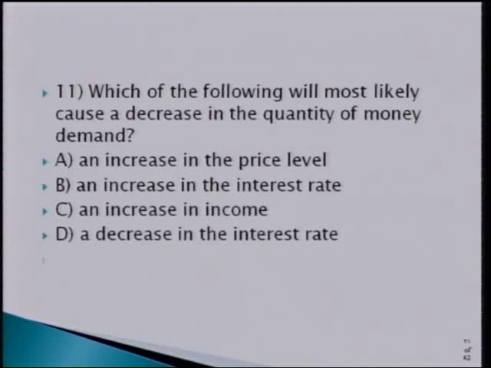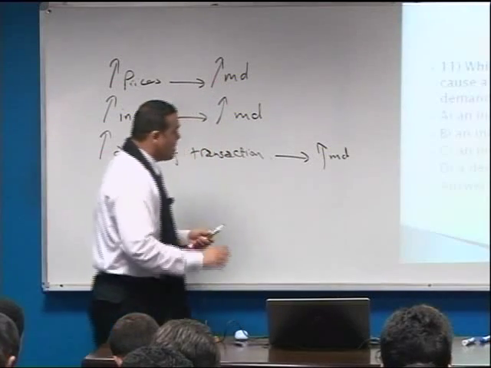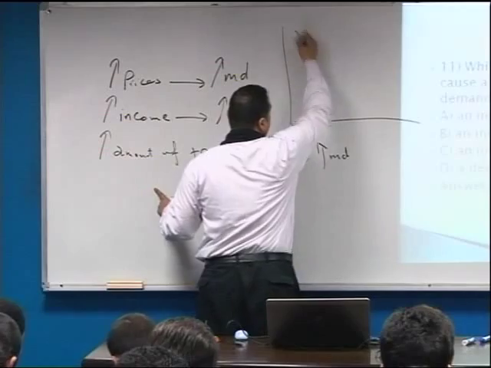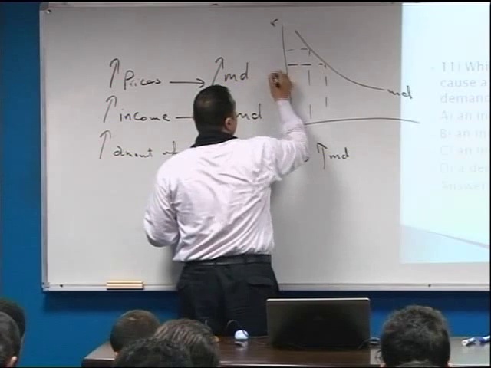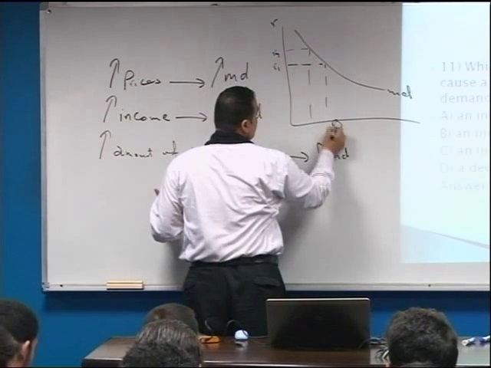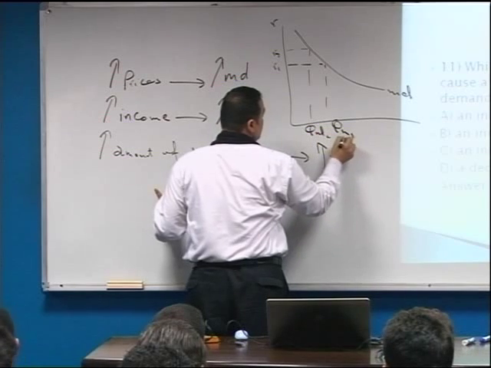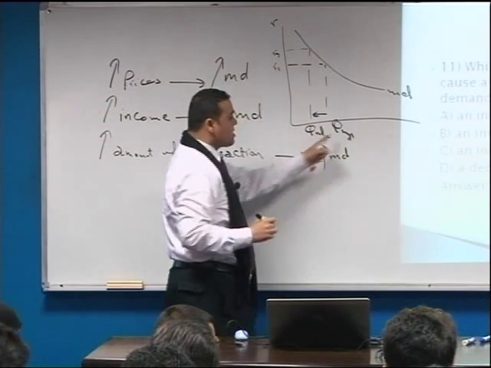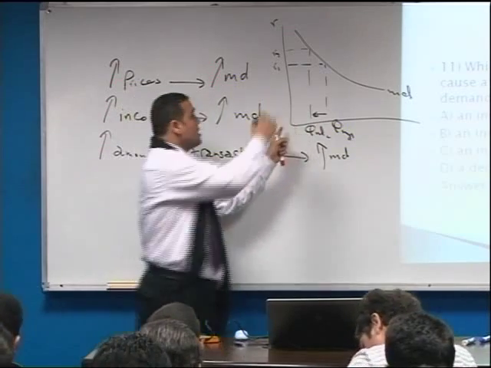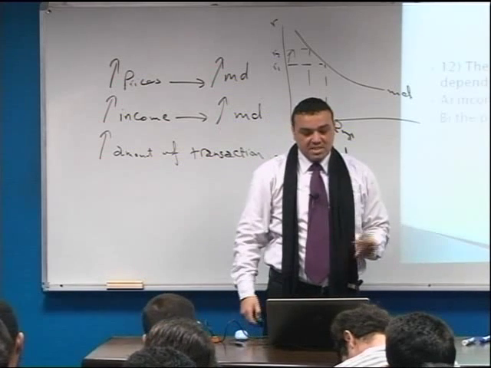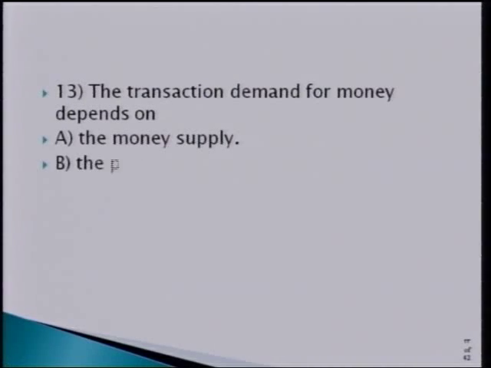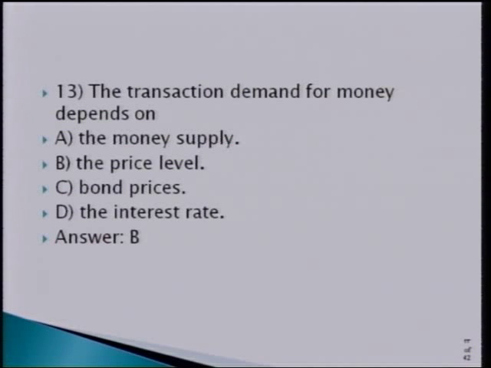Which of the following will most likely cause a decrease in the quantity of money demand? What makes the quantity of money demand decrease? This is the money demand curve, with R1, R2, QMD1, QMD2. What causes a decrease in the quantity of money demand? It is the increase in the interest rate, right? The transaction demand for money, we already covered this. The transaction demand for money depends on what? The prices, that is, the price level.